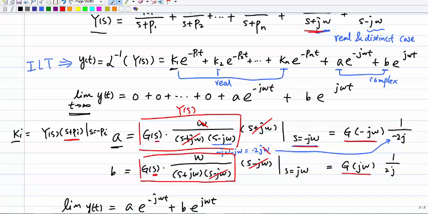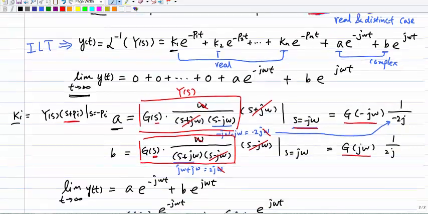Similarly, this is 2jw, right? This part becomes jw plus jw, which is 2jw. And this portion will cancel out. Okay, so it's G(jw) times 1 divided by 2j. So this is a and this is b.